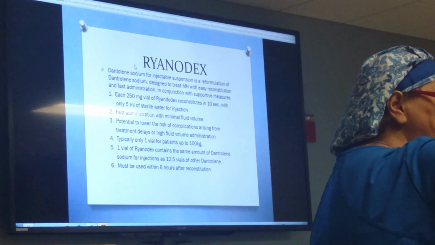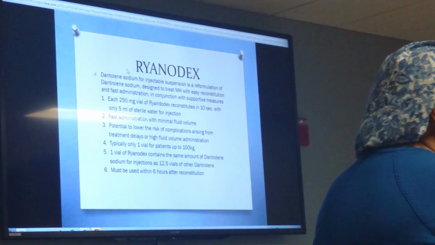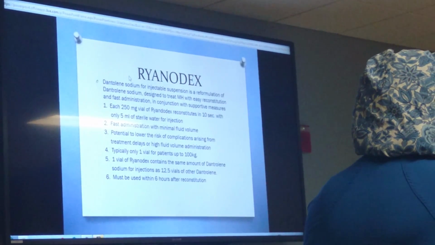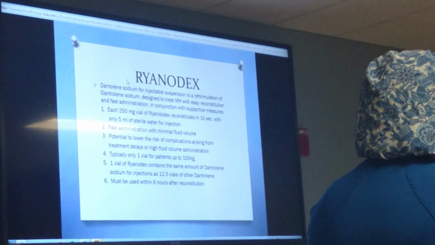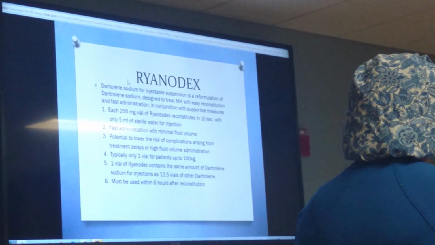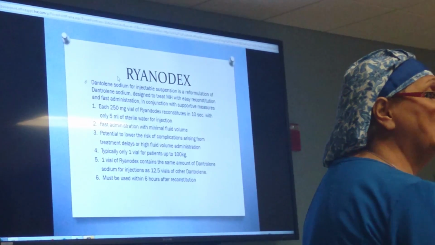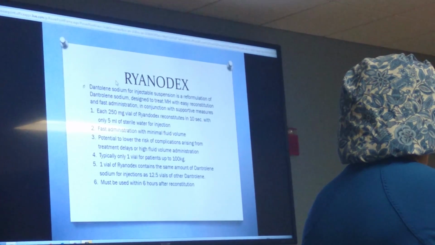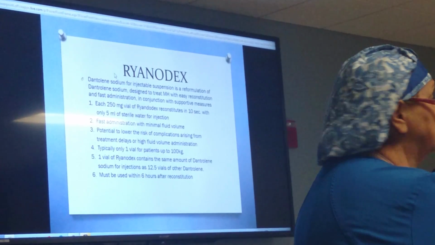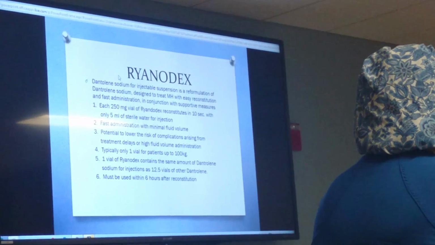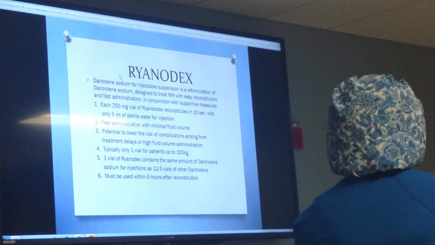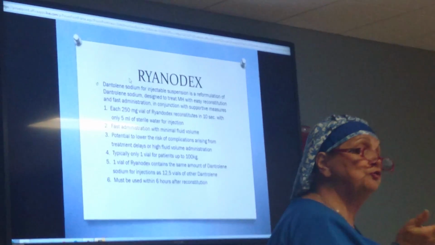Potential to lower the risk of complication arising from treatment delays or the high fluid volumes. You typically only have to use one vial per up to 100 kilograms of patient weight. And one vial of Ryanodex is the same amount of dantrolene that you use in 12.5 vials. And it has to be used within 6 hours of constitution.